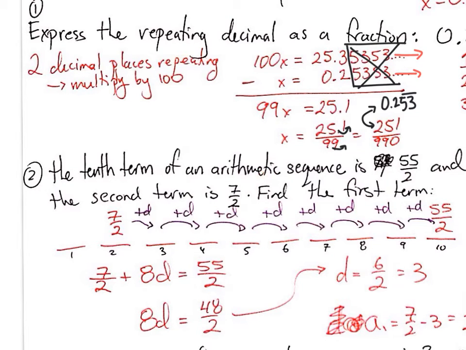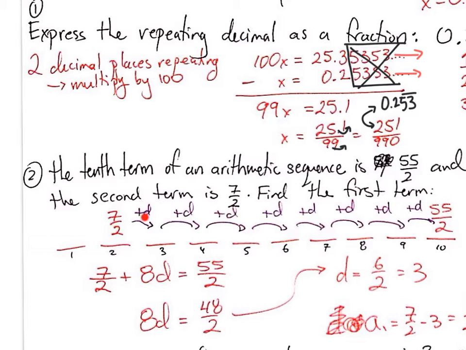And because it's arithmetic, I know we're adding d each time. So if we count up how many d's we have added, there are 8 of them in going from 7 halves to 55 halves. So we can say in algebra, 7 halves plus 8d equals 55 halves. And from this we can solve to end up with the common difference of 3.